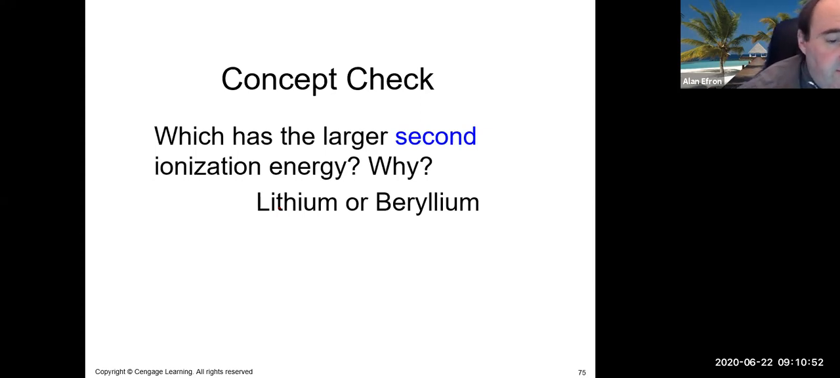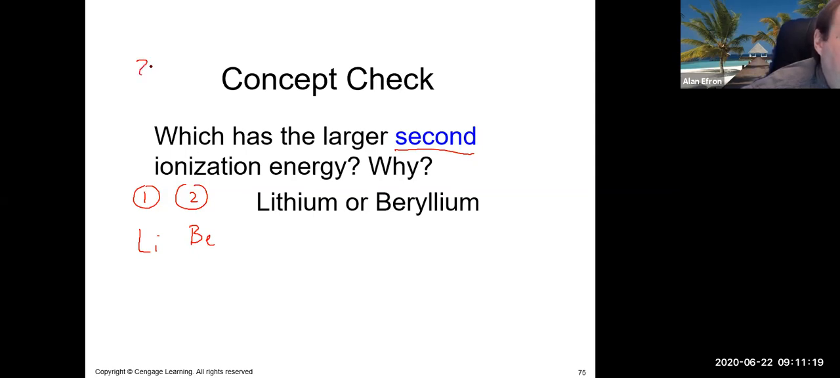Which has the larger second ionization energy and why? So this is lithium and beryllium. Lithium is group 1 on the periodic table. Beryllium is group number 2, right? The key here is second ionization energy, that is the energy to remove the second electron, which means you're going to turn that thing into a +2 charge. And the answer should be lithium.